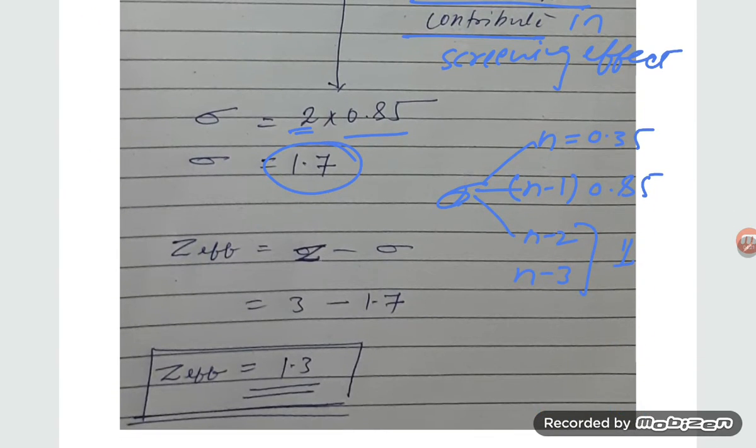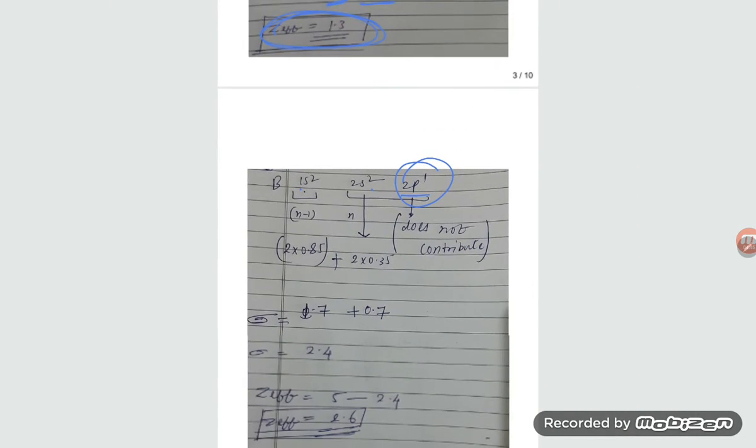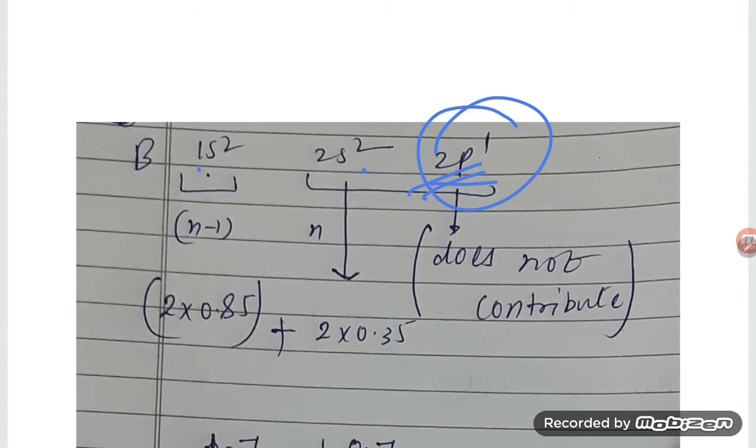So Z effective is equal to Z minus sigma. The Z value is 3, minus 1.7. So Z effective comes to 1.3. Now let us talk about boron. How can you calculate for boron? If you see the boron configuration, 1s2 2s2 2p1, this does not contribute, because we are going to calculate the screening constant for the last electron, 2p1.